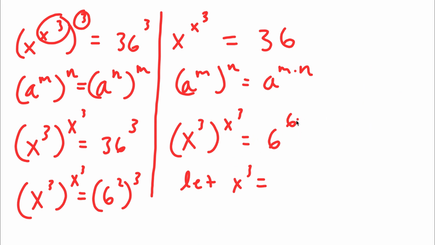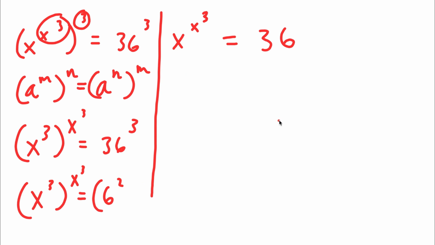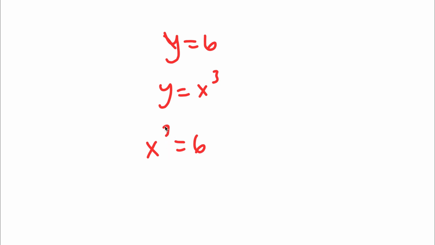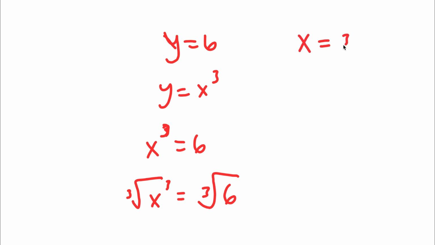So now I'm going to go ahead and clear up some space. So now I have y equals 6. However, remember that y is also equal to x to the power of 3. So now I have x to the power of 3 is equal to 6. So now to solve this, I'm going to take the cube root on both sides. So now I have the cube root of x to the power of 3 is equal to the cube root of 6. Now the cube root of x to the power of 3 is simply x, so I am left with x is equal to the cube root of 6. So this is my answer.